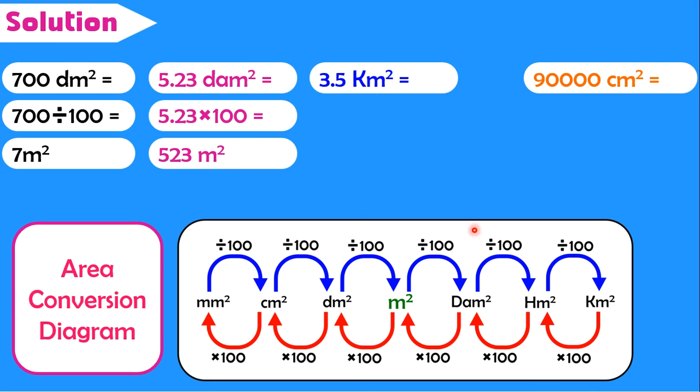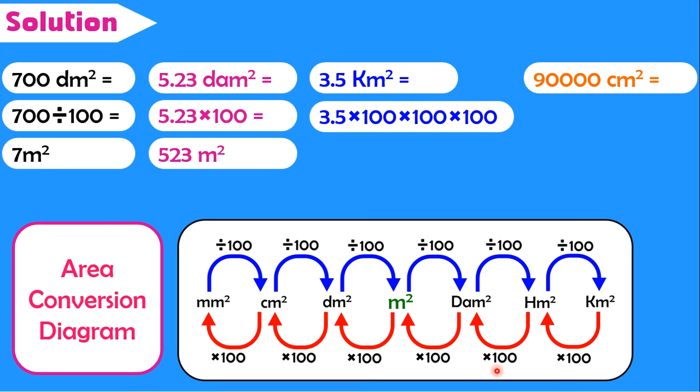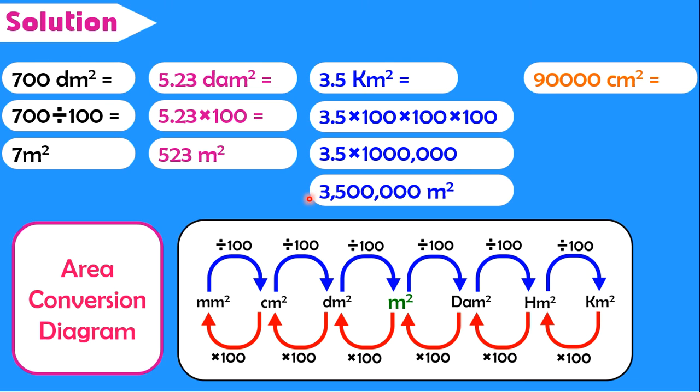Now 3.5 kilometers squared. We have to convert from a large unit to a smaller unit, so we have to do multiplication. We multiply by 100, then 100, then 100. This will give us 3.5 times 1 million, which is 3,500,000 meter squared.